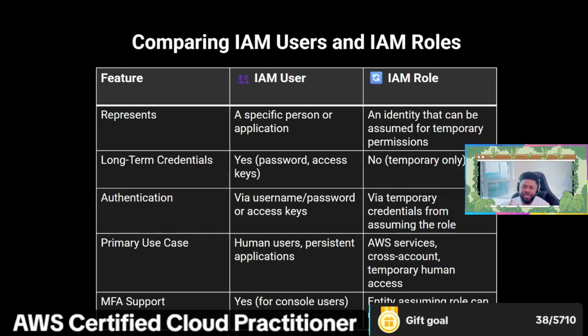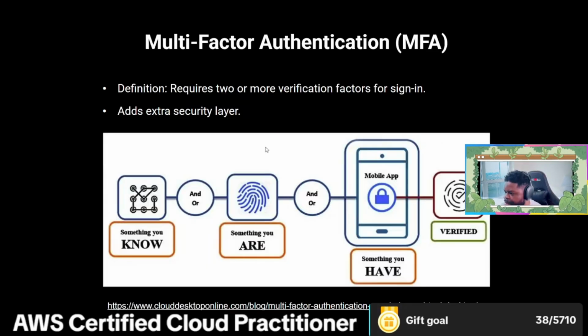For MFA support, we'll soon learn what MFA is, but for the user, yes, it's supported, and we're going to set one up in this call. And then the entity assuming a role, for example, if the role itself was being assumed by a human, and there was an MFA attached to that user, then yes, the role is also going to get it. Okay, so I think that explains it. But you can always follow up to see the difference.